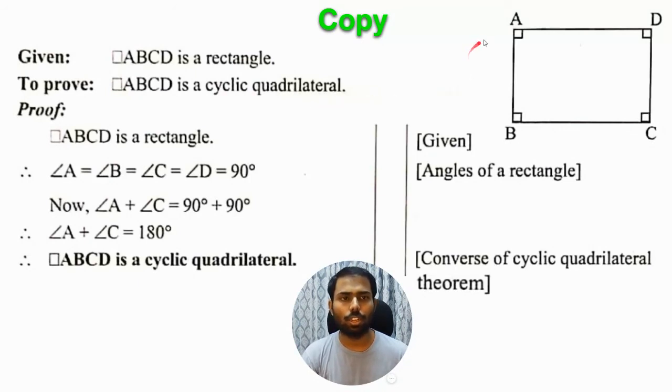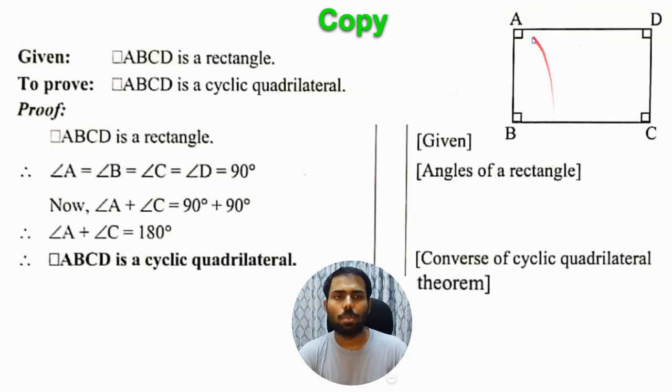So you have to show that any one pair of opposite angles adds up to 180 degrees. You have to prove this, right? So you first say that quadrilateral ABCD is a rectangle, that was given in the question, and because of that all angles are equal to 90 degrees. Why? Because all of them are angles of a rectangle. The definition of a rectangle is that all its angles are right angles, right?